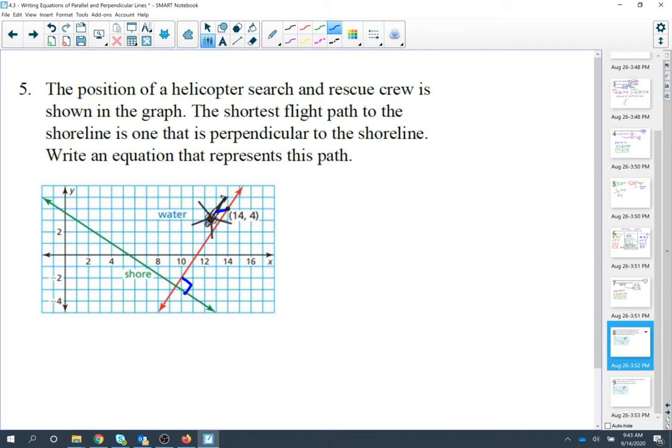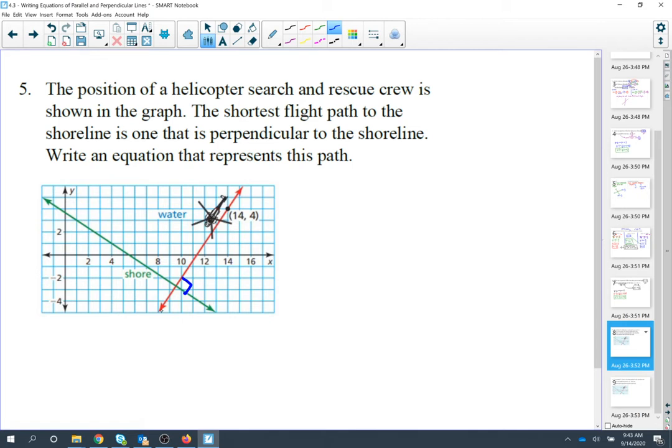If he were to fly maybe over this way, if you take a look at that blue line versus just that red line, this is going to be longer because he's flying at an angle. So he's got to go 90 degrees. Now, they want an equation that represents his path, which means we need the equation of the red line.